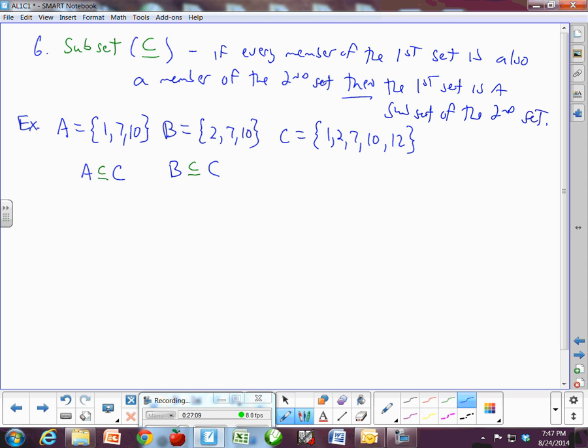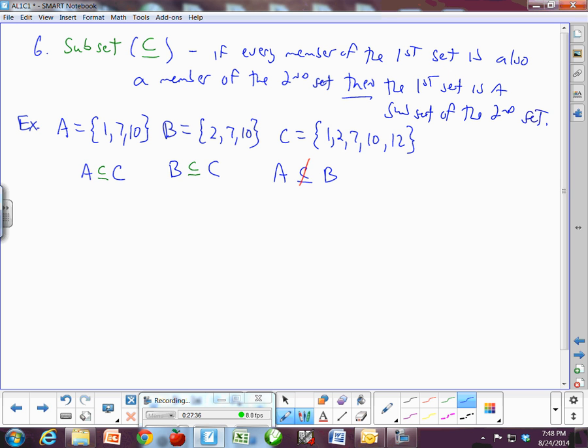Is A a subset of B? And the answer is no, right? So if we did this, is A a subset of B? Is the 1 of A in B? No, all right, already we're gone, right? So how would you show that? Use the negation, right? A is not a subset of B because all the members of A are not in B.